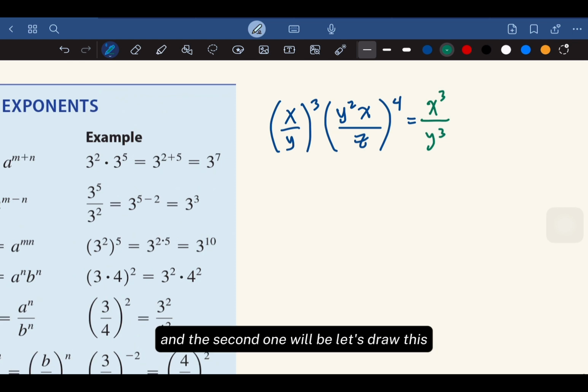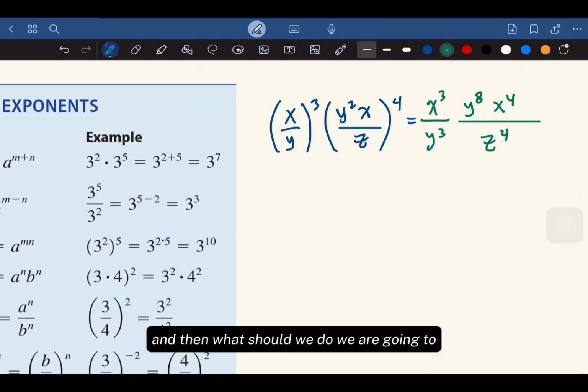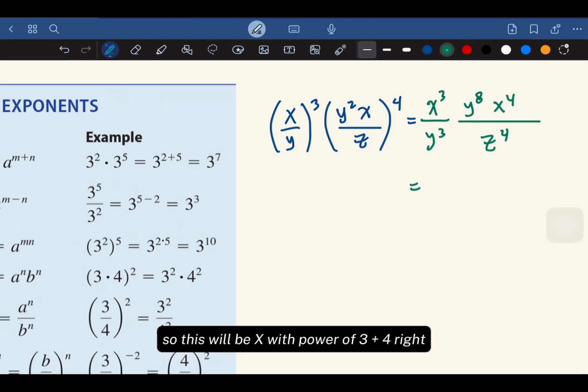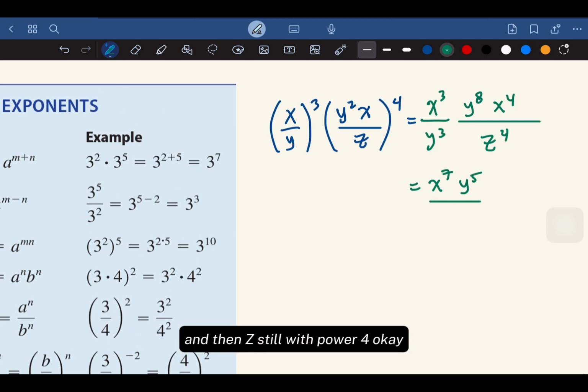And the second one will be, let's draw with this. And then what should we do? We are going to cancel out for some symbols that is the same. So this will be x with power of 3 plus 4, right? And then y with power of 8 minus 3. And then z is still with power of 4, okay?